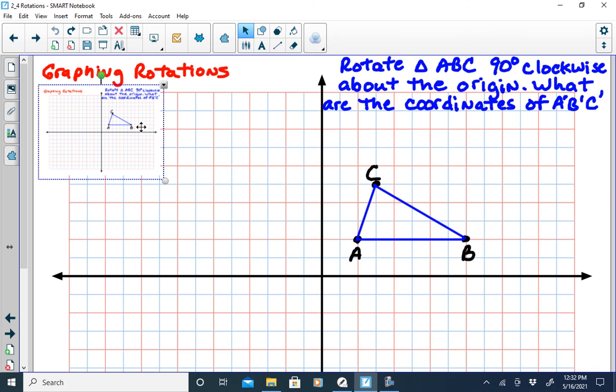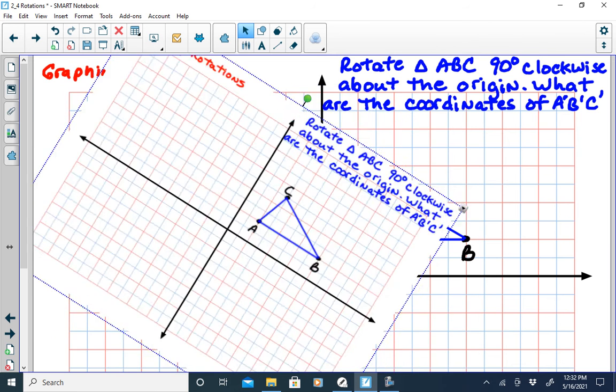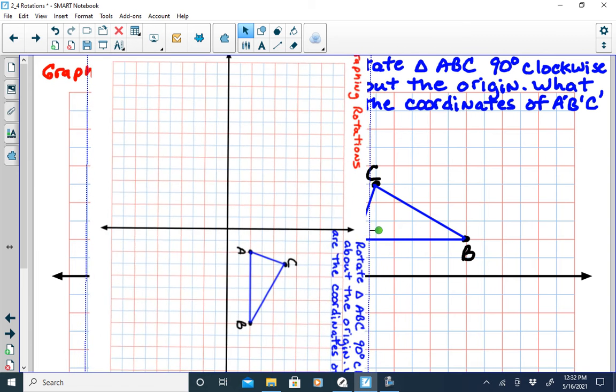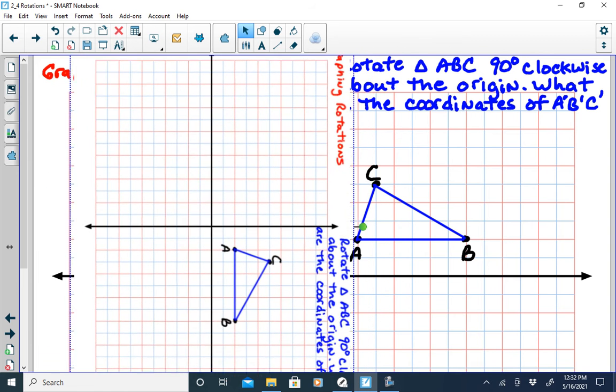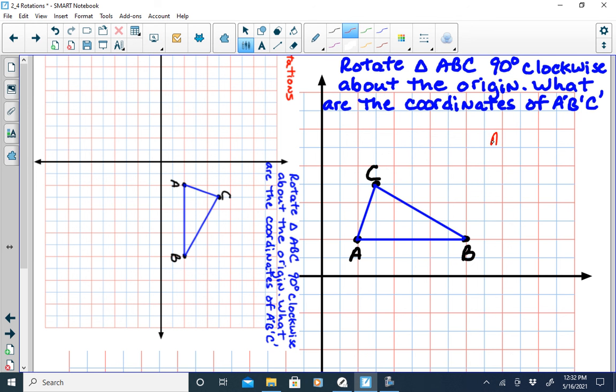So here's what we want to try to do. We're going to take this triangle here, and this is the same triangle, and we want to rotate it 90 degrees clockwise so that it's going to be situated like this. Well, if we look at the triangle after a 90 degree clockwise rotation, we can see the location of each of the image points. Right, so let's start with A.